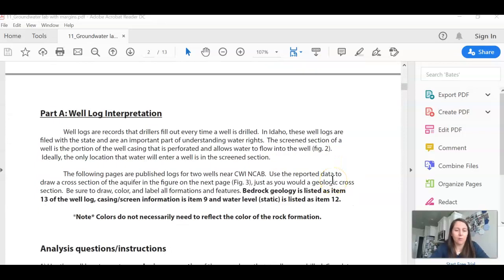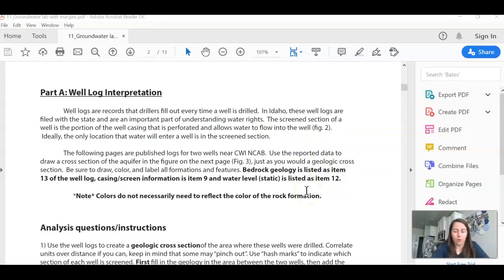So ideally, the only location that water will enter a well is in the screened section. If you don't have any holes or anything like that in your well, then ideally that's the only place that you'll receive the water from.